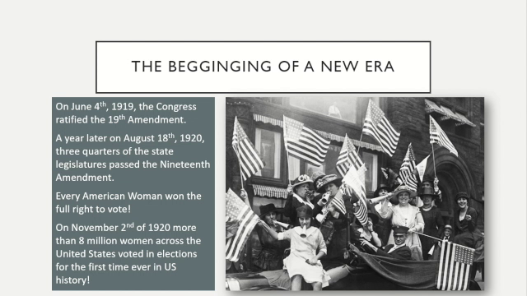The beginning of a new era. On June 4th, 1919, Congress ratified the 19th Amendment. A year later, on August 18th, 1920, 3/4 of the state legislatures passed the 19th Amendment. Every American woman won the full right to vote.